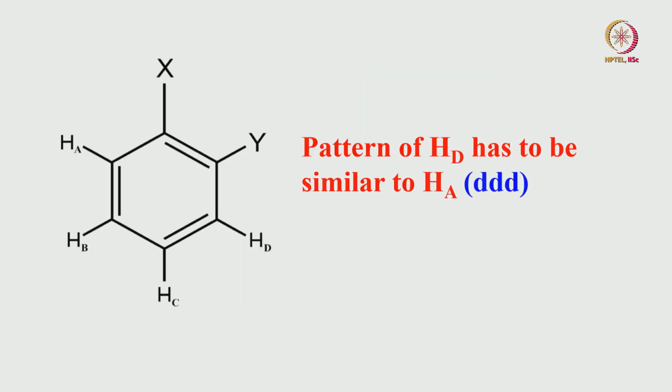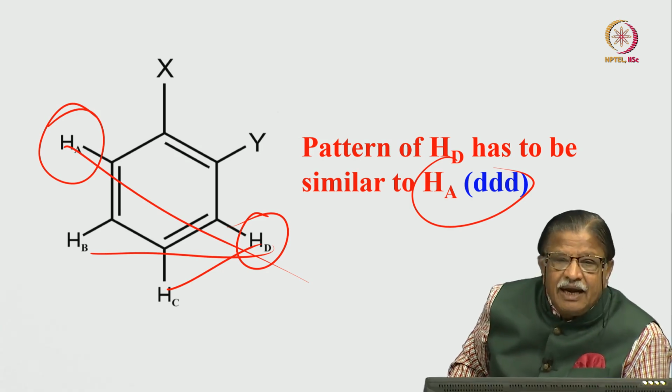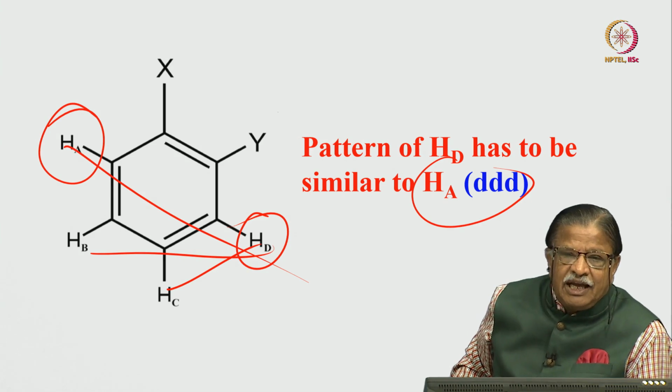Go to this last one, proton D. It has exactly the pattern similar to A, because it has one ortho coupling, one meta coupling, one para coupling. It will be an 8-line pattern. This is how you will get the spectrum if you have asymmetrically ortho disubstituted benzene.